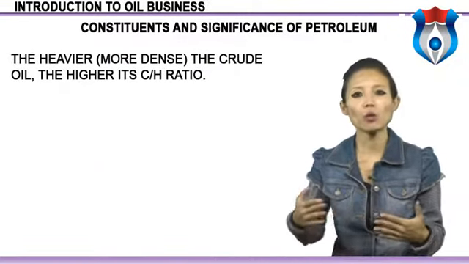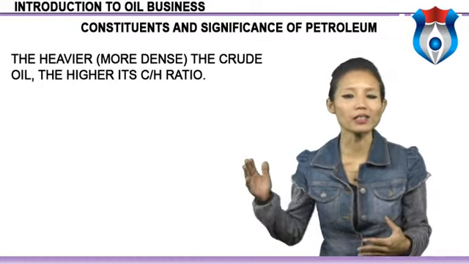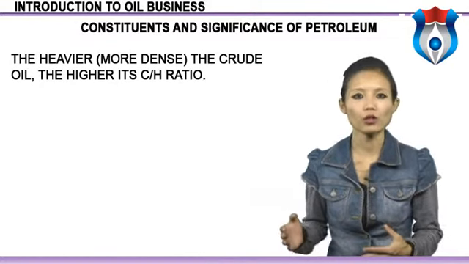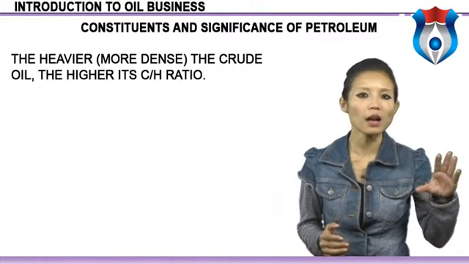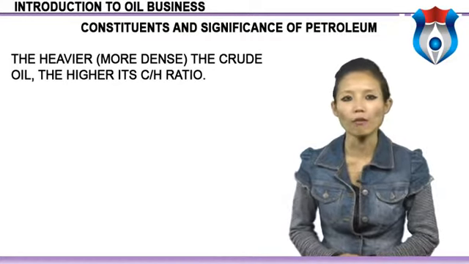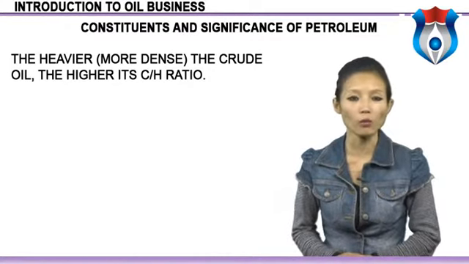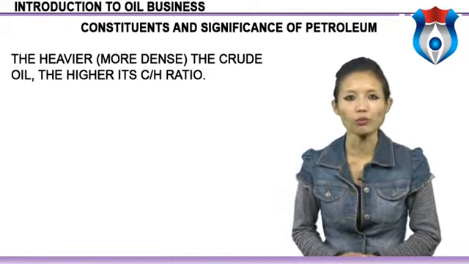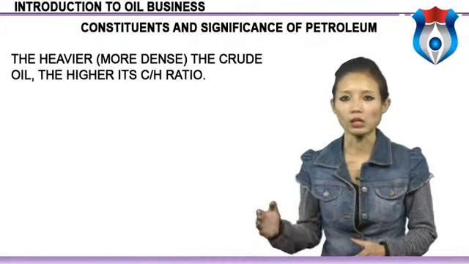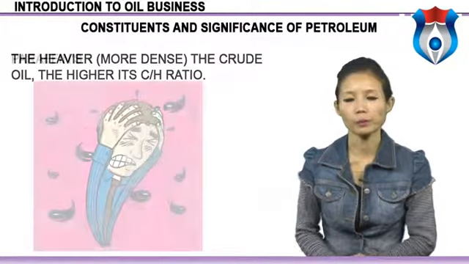The heavier, more dense the crude oil, the higher its C/H ratio. Due to the chemistry of oil refining, the higher the C/H ratio of a crude oil, the more intense and costly the refining processing required to produce given volumes of gasoline and distillate fuels.